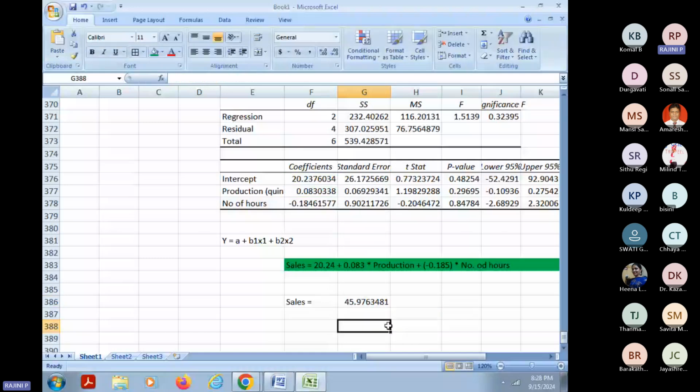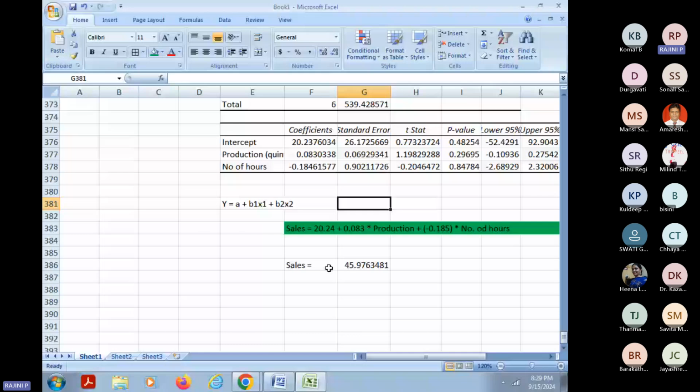Is it clear, ma'am? This is called multiple regression. Why are we calling it multiple regression? Because we have more than one independent variable. Is it clear, ma'am? Yes, ma'am. Okay, thank you. This is a very important concept, ma'am. Now move to the next question.